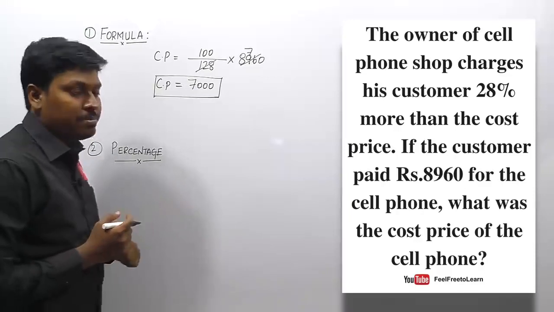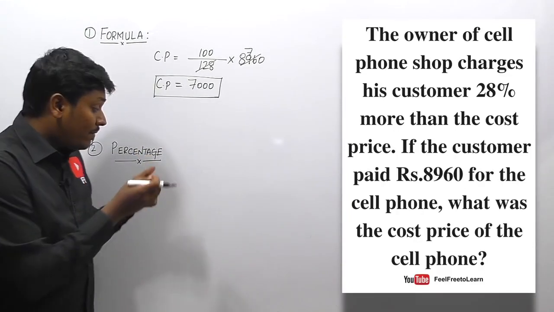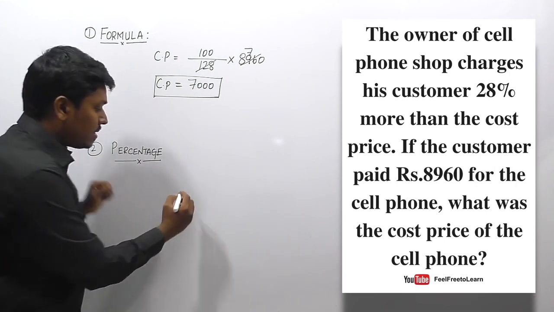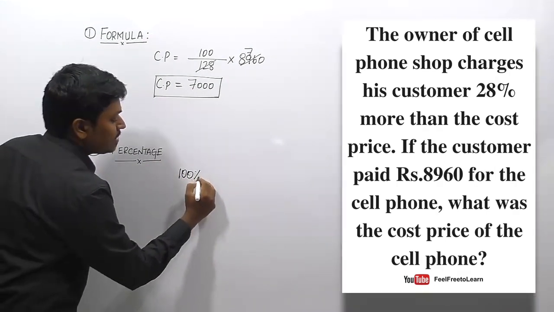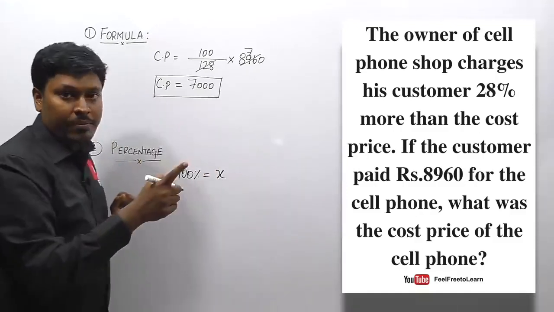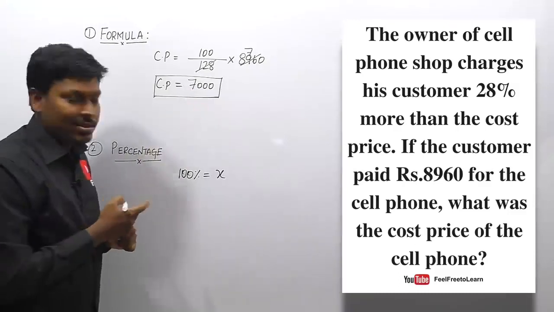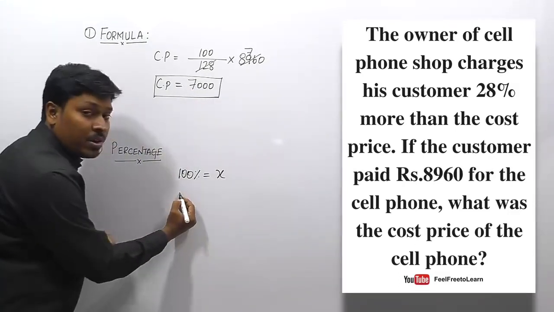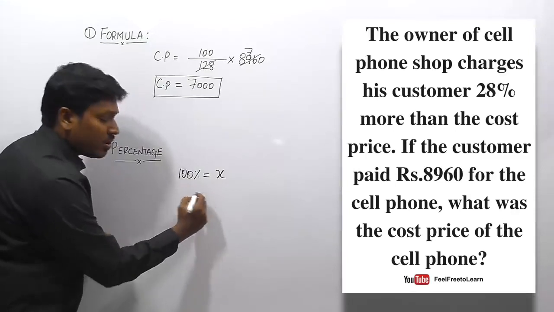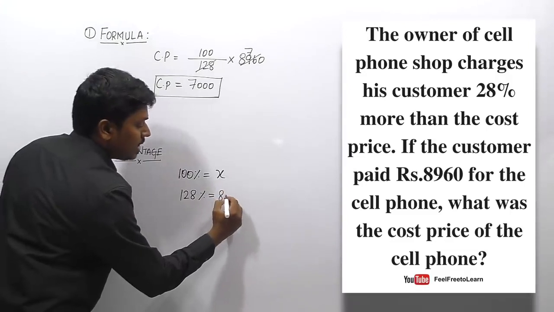So friends, let me move on to the percentage method. Here our target is to find the cost price. So always the cost price should be taken as 100%. So 100% is the cost price, but we don't know the cost price of the mobile phone. But he sold the mobile phone at a profit of 28%, and the amount will be 8960. So we can say that 100% is the cost price, sold for 28% profit, so 128% will be the amount, that is 8960.